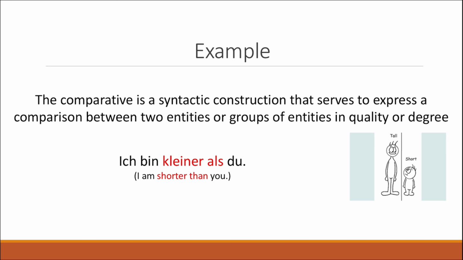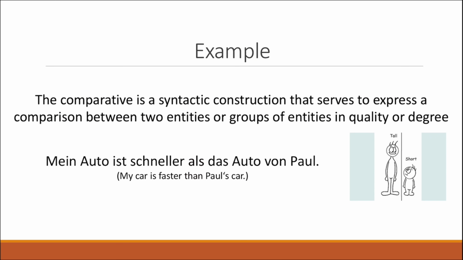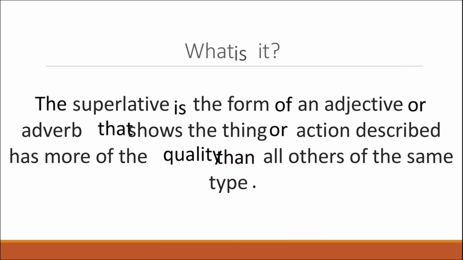Ich bin kleiner als du. So we have basically the subject and the verb, then the comparative with als, and then the thing which is being compared. So this is pretty easy. Here's another example. Mein Auto ist schneller als das Auto von Paul, which means my car is faster than Paul's car. And in this case, you're comparing my car with Paul's car. And because my car is faster, I'm going to say schneller instead of schnell. And because we're comparing it, we have to write als, which means than.